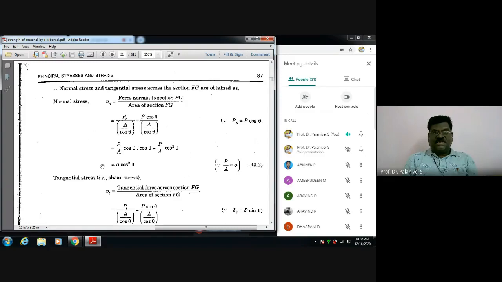Okay, this is the uniaxial state of loading. For this, the transformation equation is sigma n equal to sigma cos square theta. Please remember, the textbooks write everything elaborately: force normal to the section divided by area of section, and so on, all for understanding purposes. But you have to prepare notes. You need not explain or elaborate.